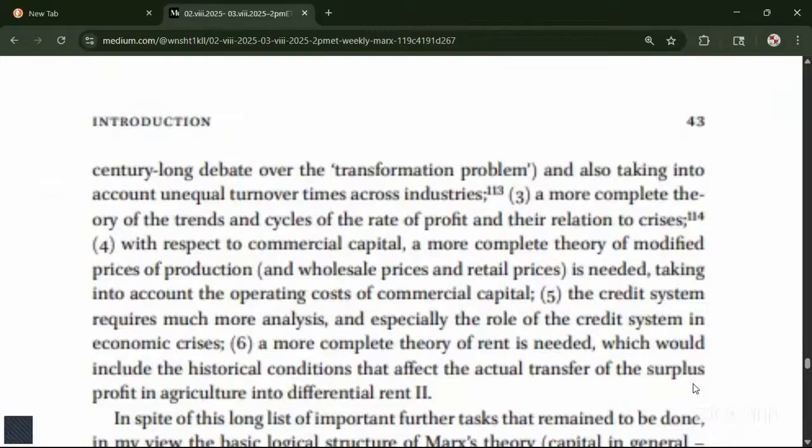Number four, with respect to commercial capital, a more complete theory of modified prices of production and wholesale prices and retail prices is needed, taking into account the operating costs of commercial capital. Number five, the credit system requires much more analysis, and especially the role of the credit system in economic crises. Number six, a more complete theory of credit is needed, which would include the historical conditions that affect the actual transfer of the surplus profit in agriculture into differential rent 2.